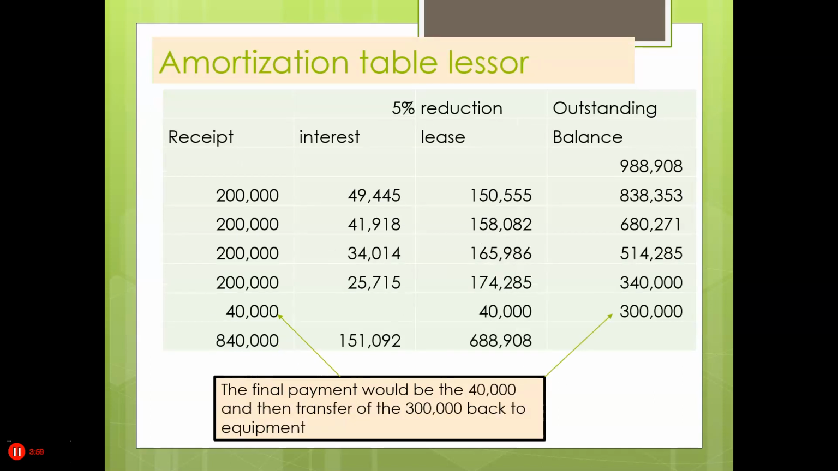Now for the lessor, what we're going to do is show $300,000 as the ending balance, which would then be transferred back into equipment.